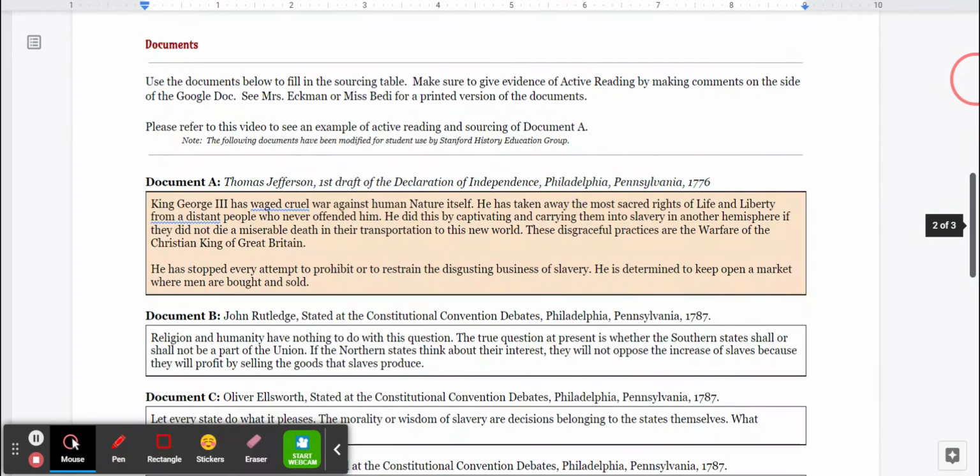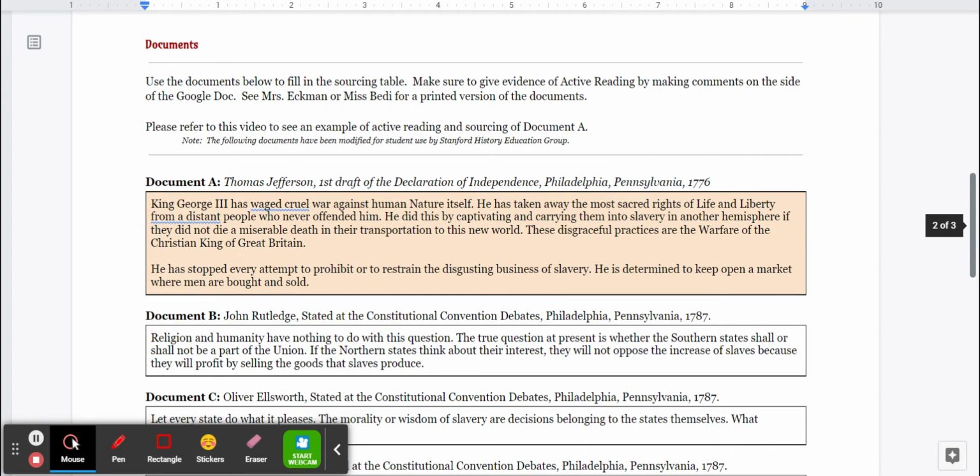So here's document A below. We do have these printed out for you too, just in case you wanted a printed version. But I do want you to get used to actively reading on the computer because most of your sources are going to come from the computer. No longer are we using a lot of books as historians. Now a lot of stuff is online. All right, so let's look at document A.